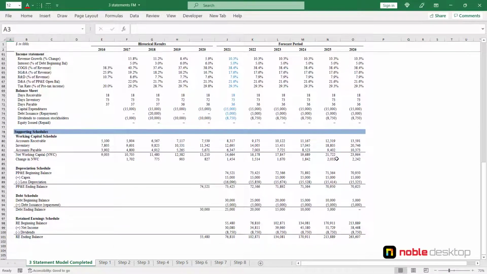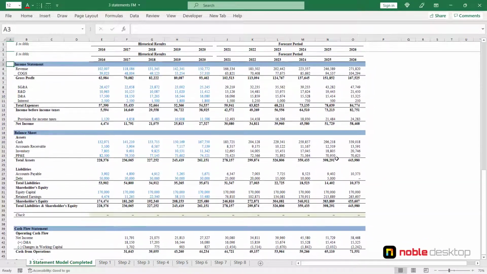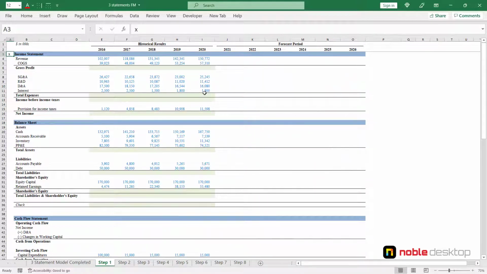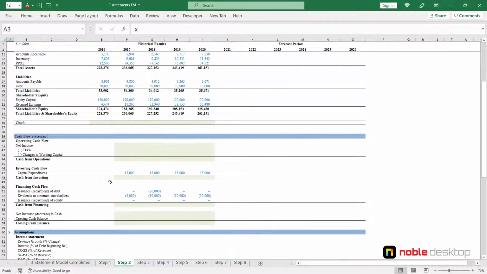There are several steps required to build a three-statement model. Let me walk you through them. First, you would want to input historical information from the financial statements of the company and calculate the totals. And calculate the cash flow statement based on historical numbers and some other supporting schedules.